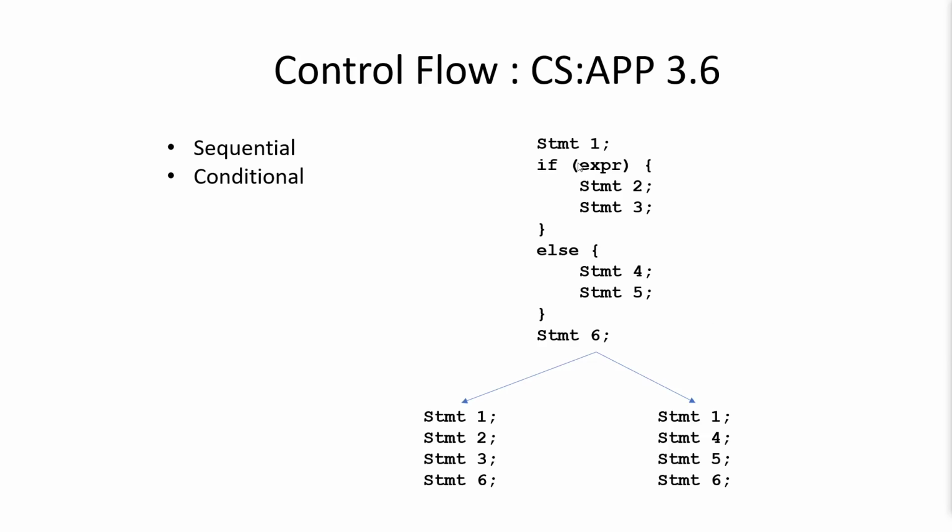If the expression is true, then we're going to be going from statement 1, 2, 3, and then skipping these guys and ending up with 6: 1, 2, 3, 6. Or if that expression is false, we'll be skipping 2 and 3, and it's going to go from 1, then 4, 5, and then 6 and onward.